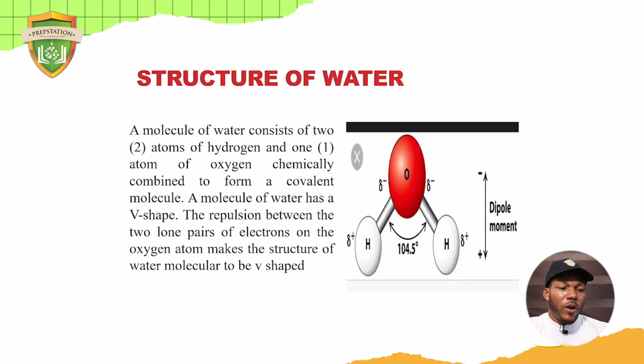2 lone pairs of electrons here. Because of this, there's a repulsion between the hydrogen and this lone pair. That is why water is V-shaped. Don't forget that water is not a linear shape, because this is one of the questions in JAM. Water is V-shaped because of the repulsive effects between the 2 lone pairs and the hydrogen atoms present.